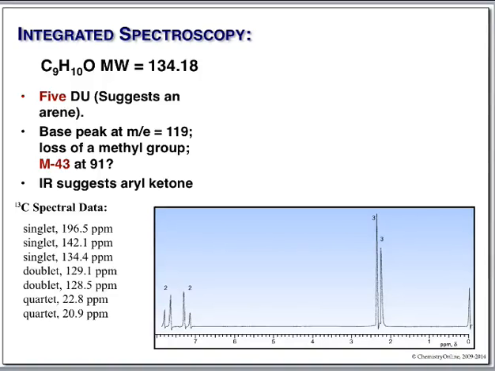Down here we have 2 triplets. They're both worth 3. So that tells us we have 2 different methyl groups. They're not adjacent to anything with a hydrogen. They're just simple methyl groups.